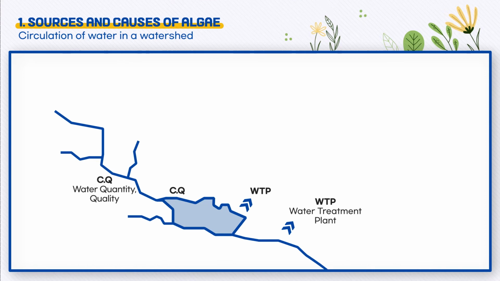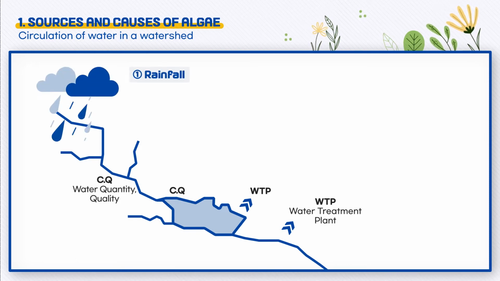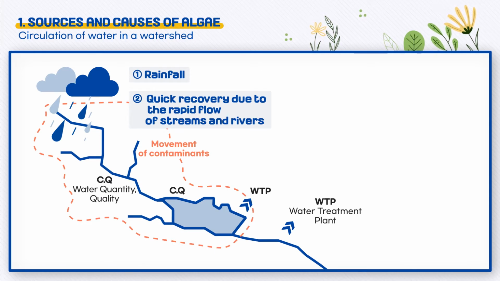An understanding of the circulation of water in the watershed must come first in order to manage the water quality of algae. We will take a look at relevant information. As you will see, after rainfall, contaminants flow into and move to the creek, and the stream water displays quick recovery by its rapid speed.